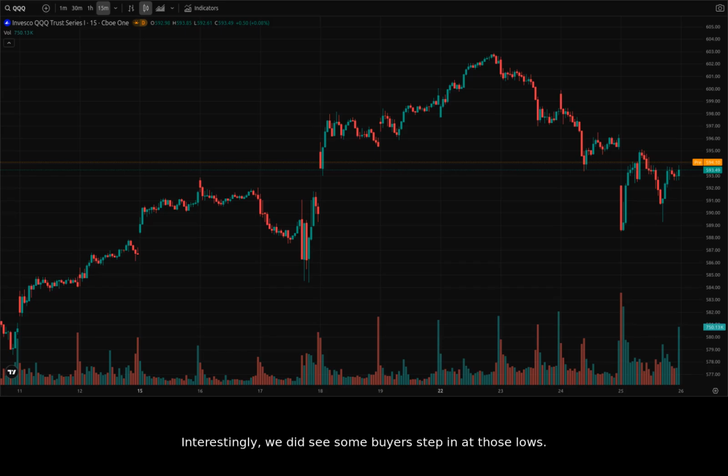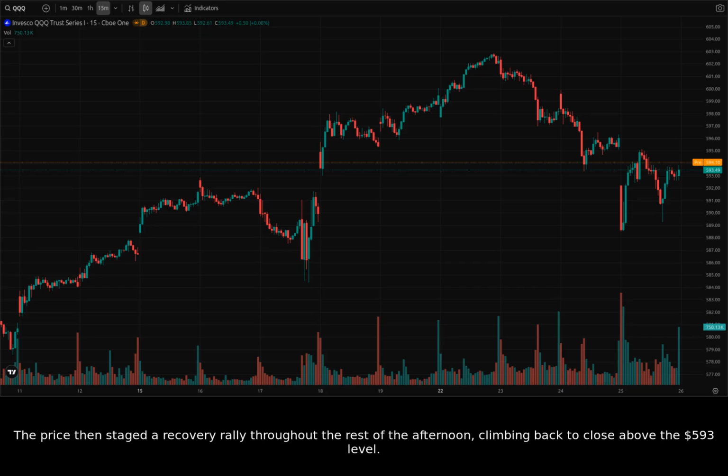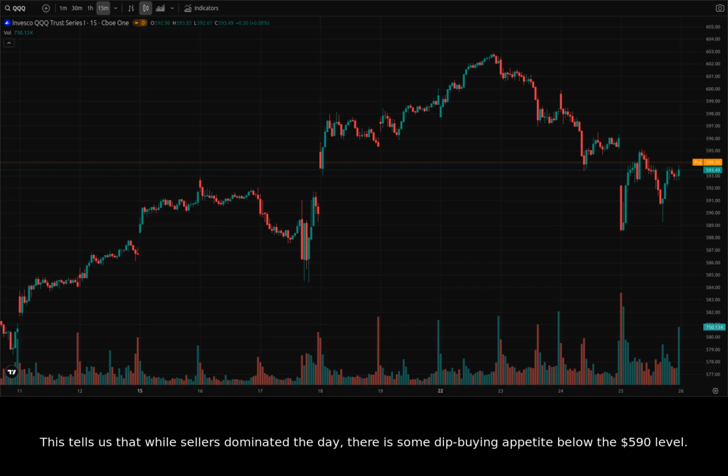Interestingly, we did see some buyers step in at those lows. The price then staged a recovery rally throughout the rest of the afternoon, climbing back to close above the $593 level. This tells us that while sellers dominated the day, there is some dip buying appetite below the $590 level. The battle between buyers and sellers will likely be fought around this key $588 to $593 zone in today's session.